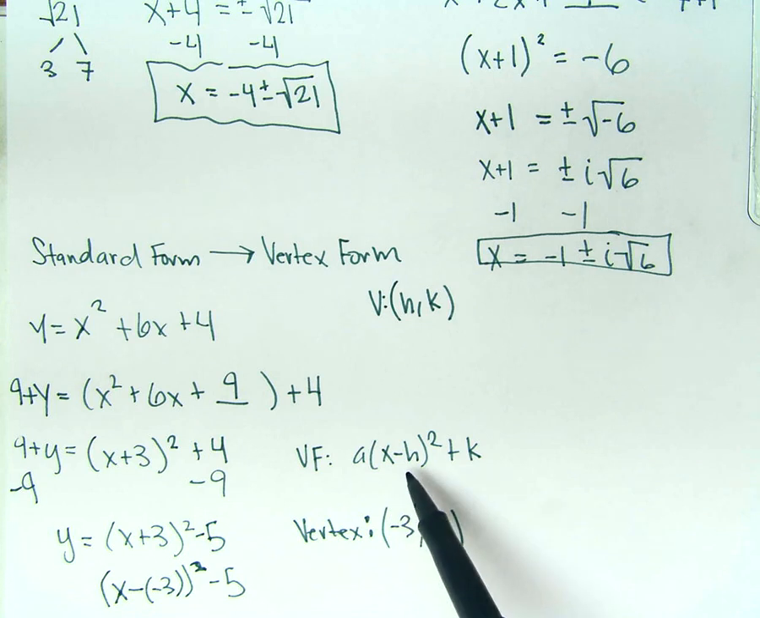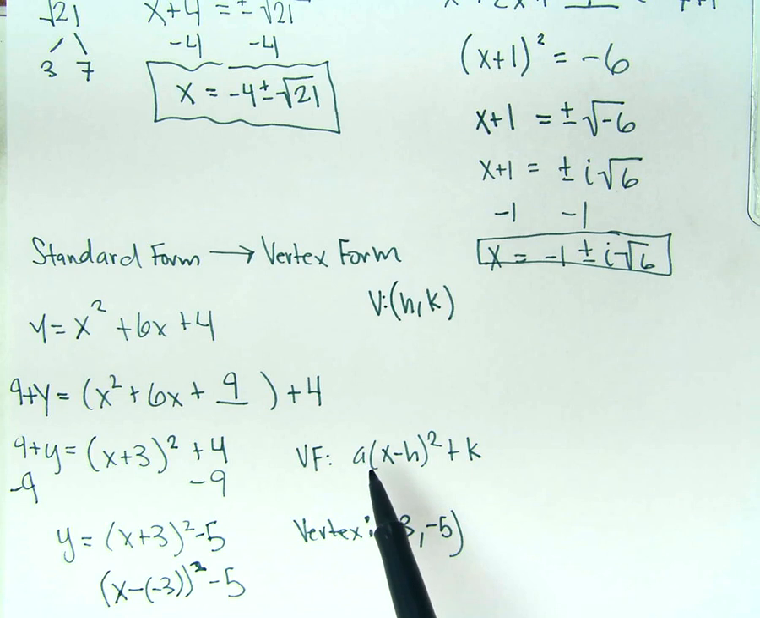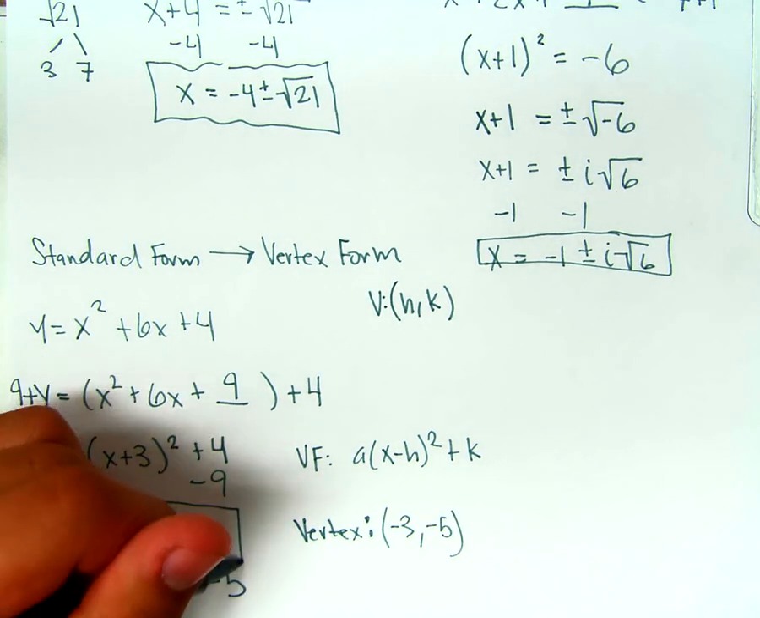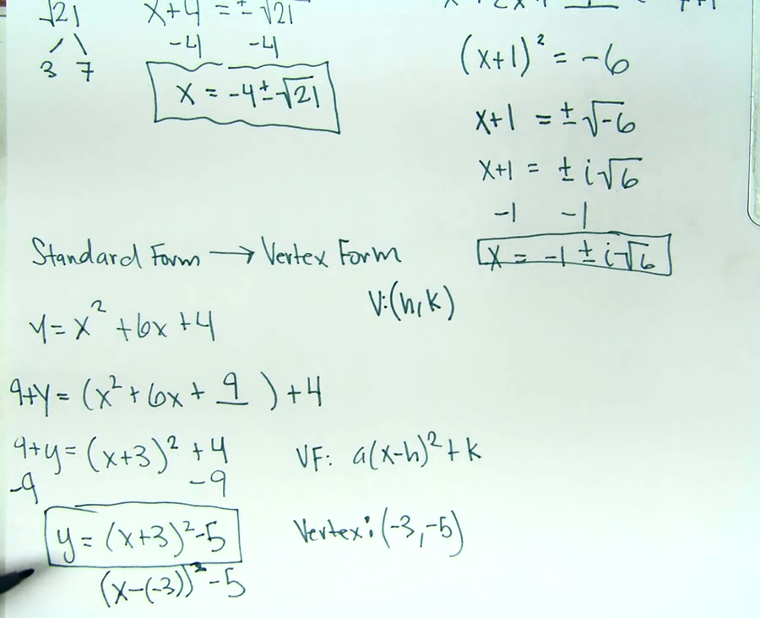Because in order to determine the vertex, we have to have it as a times x minus h. This was plus 3, so that's really subtracting a -3. So in your answer, you can just leave it here. That can be your vertex form. You just have to make sure you get the vertex right. Well, that is completing the square. And again, the most important part of completing the square is being able to convert standard form to vertex form.